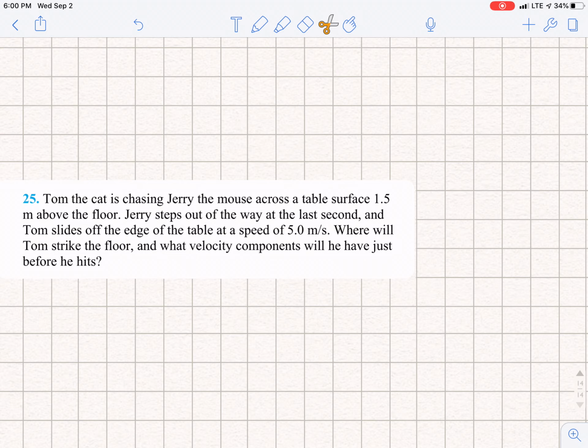Now, we're actually going to take an extension to this problem and figure out Tom's speed. Even though the question didn't ask for it, we're going to calculate Tom's speed right before hitting the floor too. Now, Tom and Jerry was a classic cartoon from a long time ago, so this reference and the question may escape many of you, but nonetheless, let's see how it works.